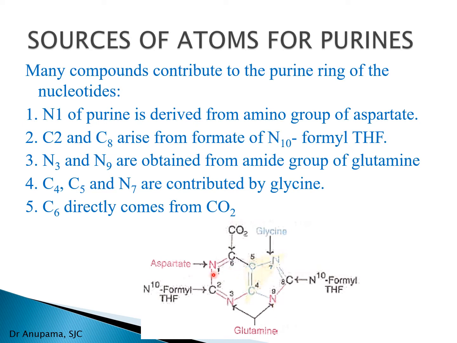N1 of purine is derived from the amino group of aspartate. C2 and C8 arise from the formate of N10 formyl tetrahydrofolate. N3 and N9 are obtained from the amide group of glutamine. C4, C5 and N7 are contributed by glycine, and C6 directly comes from carbon dioxide.